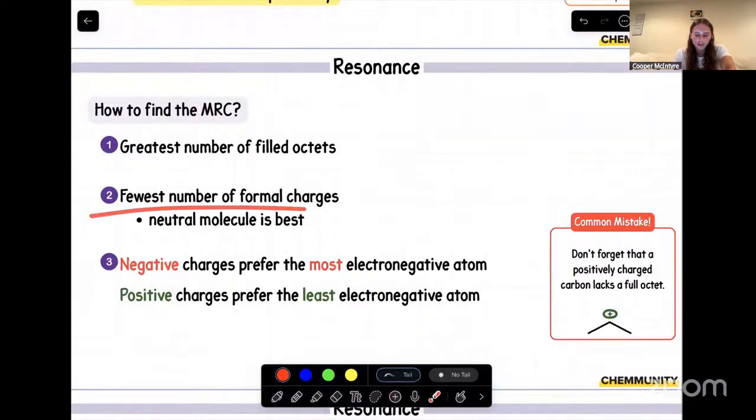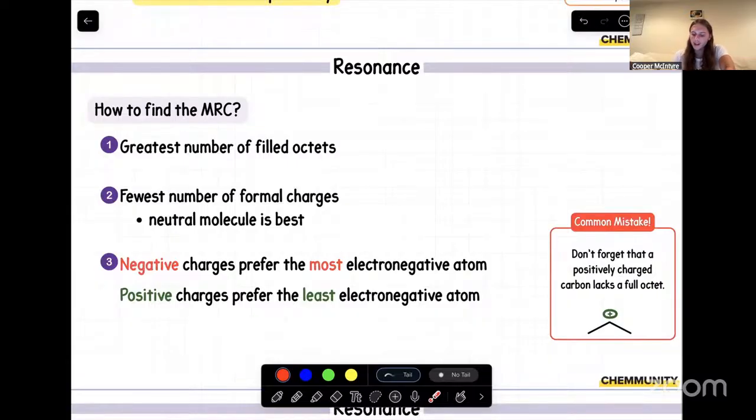In terms of our second best thing to look out for, we want a resonance form with the fewest number of formal charges. So if we have a neutral molecule where the resonance form itself shows no charges, that'll be the one we want to go for. And then lastly, we want to see where those charges are. So for example, if we're looking at a resonance form with a negative charge, we want that negative charge to be on the most electronegative atom. And if we're looking at resonance forms with positive charges, we want that positive charge to be on the least electronegative atom.